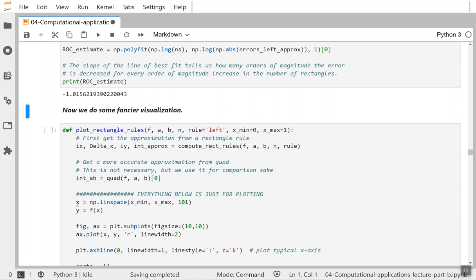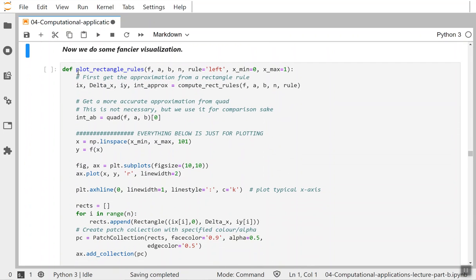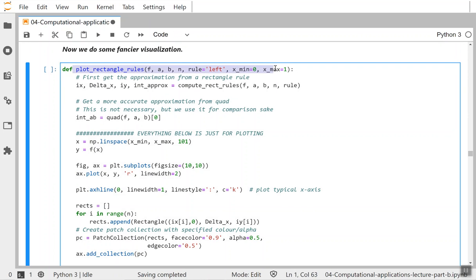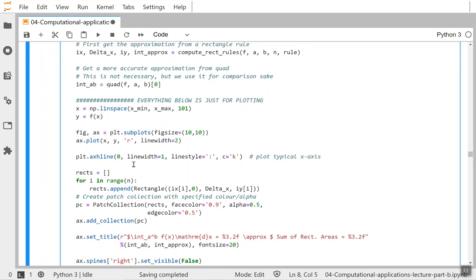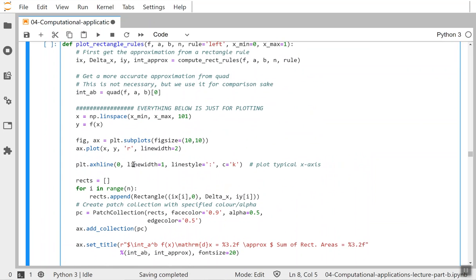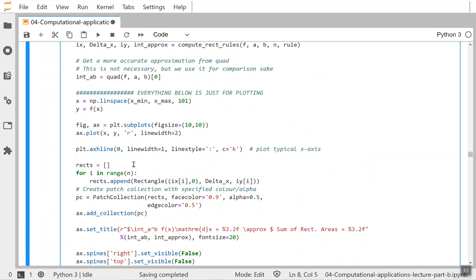Let's do some fancier visualization. So I'm going to plot the rectangle rules now so you can see what the rectangles are doing and how this method works. So now I'm going to use all of the outputs from compute rectangle rule, not just the integral approximation, because I use these for outputs. I'm also going to use the quadrature rule to get a reference value, and then everything else below here is just plotting. And I think at this point, hopefully people can read it.